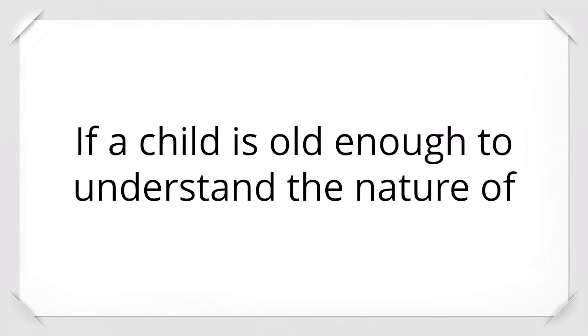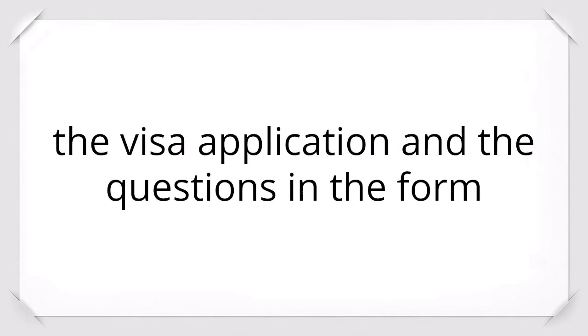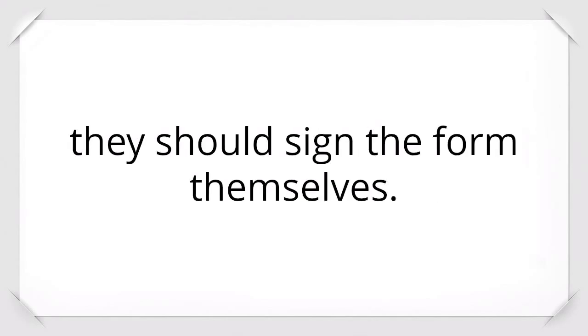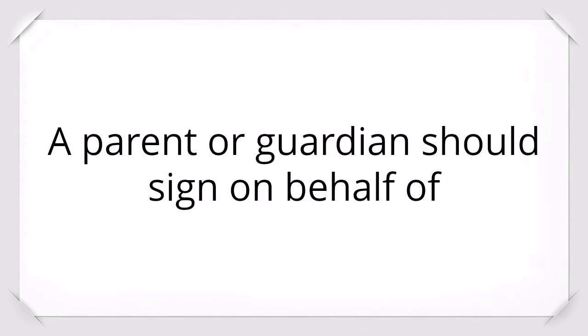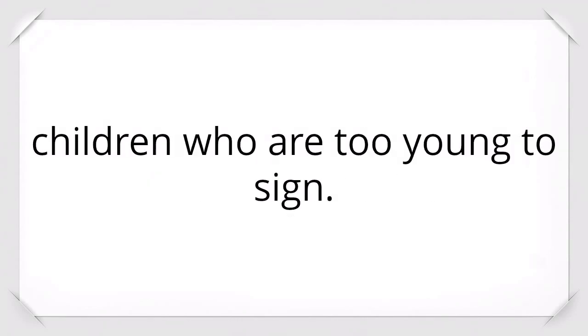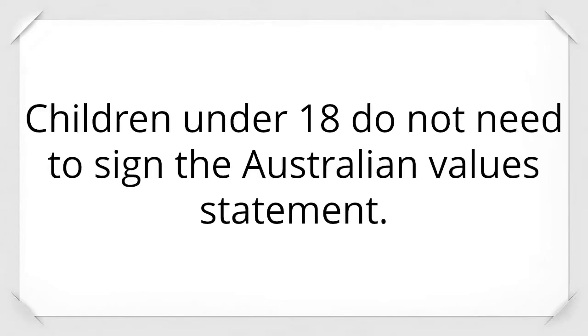Children. If a child is old enough to understand the nature of the visa application and the questions in the form, they should sign the form themselves. A parent or guardian should sign on behalf of children who are too young to sign. Children under 18 do not need to sign the Australian Value Statement.